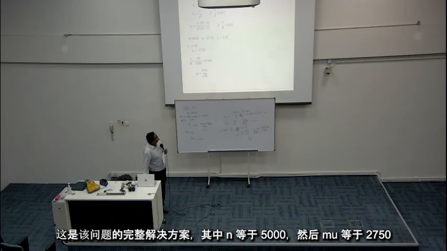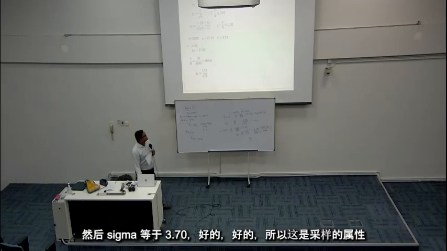Okay, this is the complete solution for this one, where N is equal to 5,000, and then mu is equal to 2750, and then sigma is equal to 3.70.